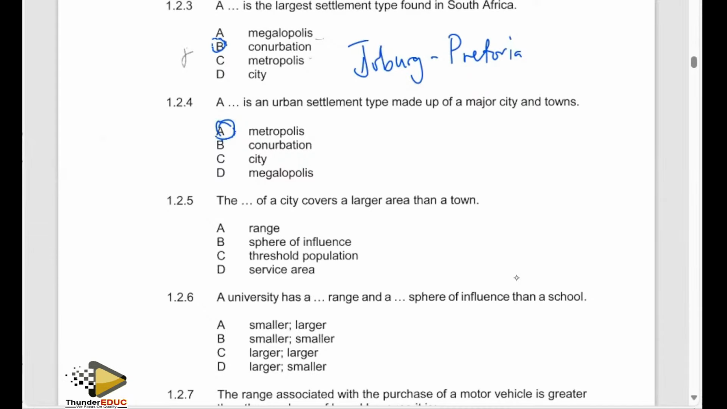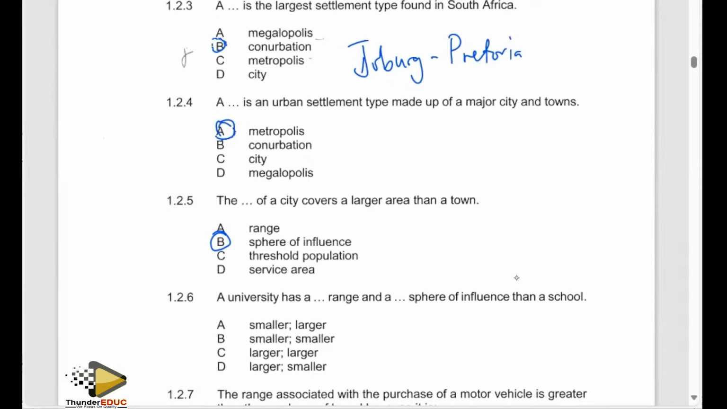The dash of a city covers a larger area than that of a town. Which one covers a larger area than a town? Basically the correct response for that one is the sphere of influence. The sphere of influence is the area from which a settlement draws customers supporting the services offered therein.